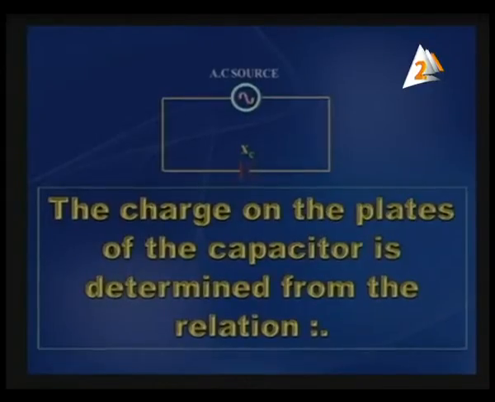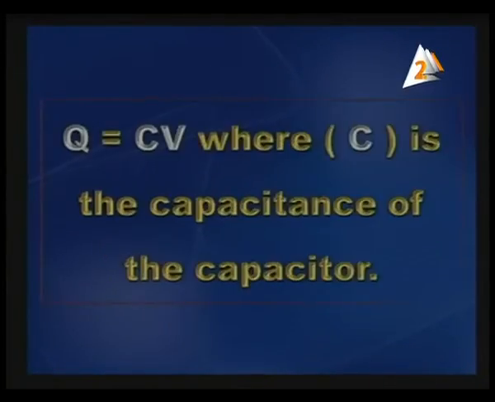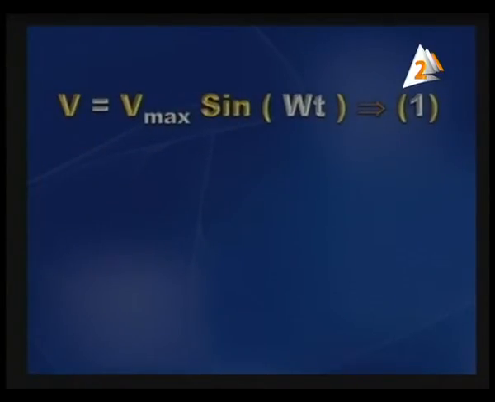The charge on the plate of the capacitor is determined from the relation Q, the charge, equals C, the capacity, times the voltage. So Q equals CV, where C is the capacitance of the capacitor. And what about the voltage? Instantaneous voltage is determined from the equation V equals V maximum sine omega t.